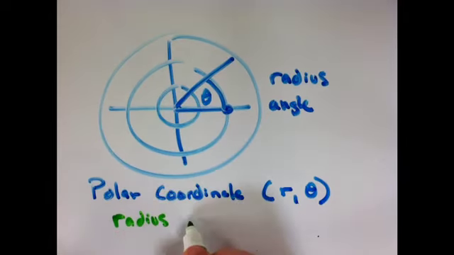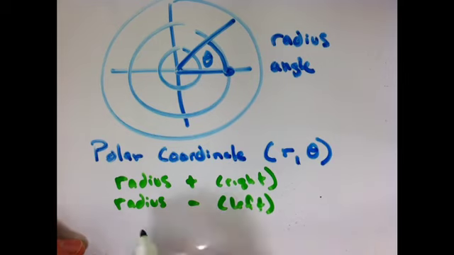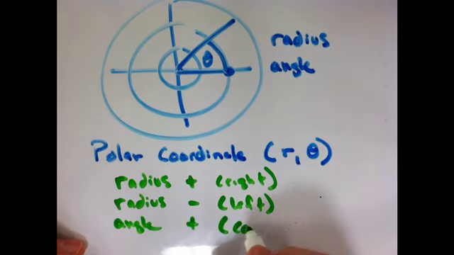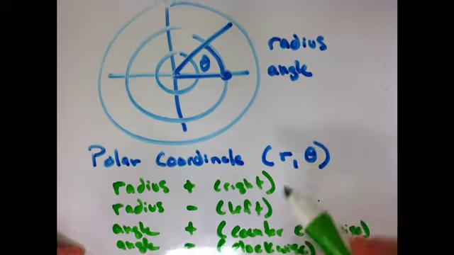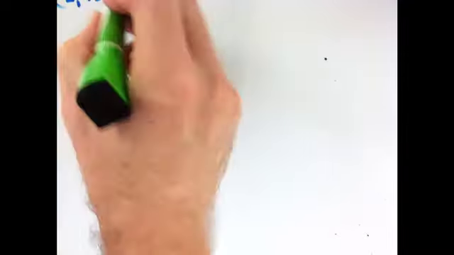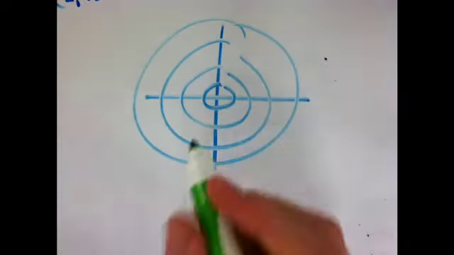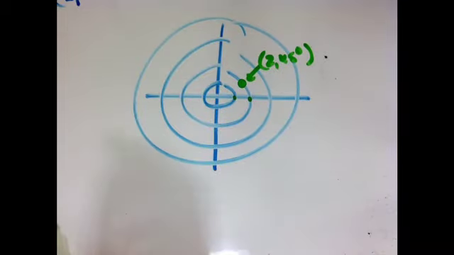So that's to say if you were going to go a radius, a positive radius would go to the right, a negative would go to the left. A positive angle would go counterclockwise, just like you learned in trig class, and a negative would go clockwise. So let's just plot a point, say the point 2, 45. So the radius is 2, go to the right 2, and then you go up 45. There you go, there's the 2, 45.